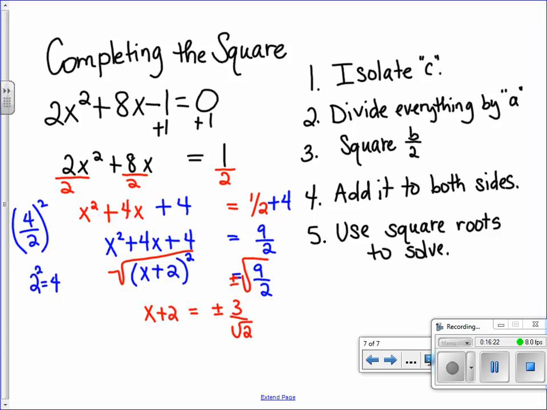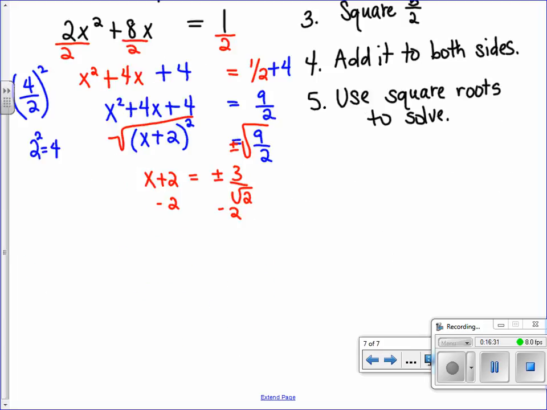Is x by itself? How can I get x by itself? Subtraction. So I have x equals negative 2 plus or minus 3 over the square root of 2. If that stinking thing right there wasn't there, we would be done. But you can't leave that there. How do you get rid of a radical in the denominator? Multiply.